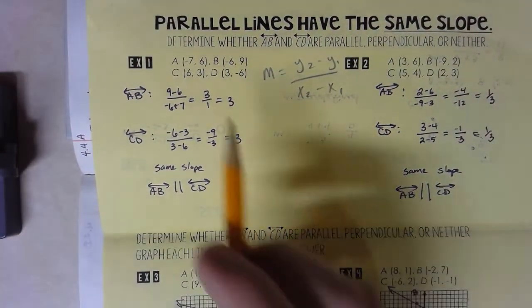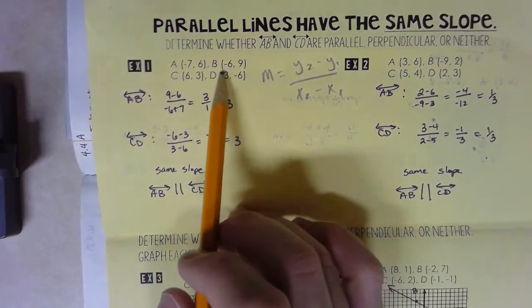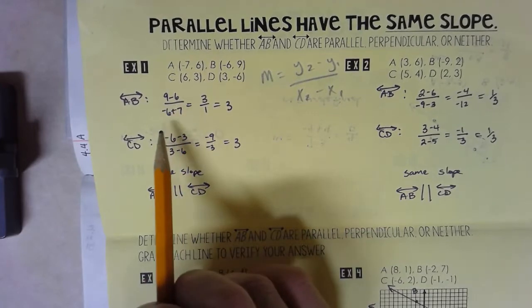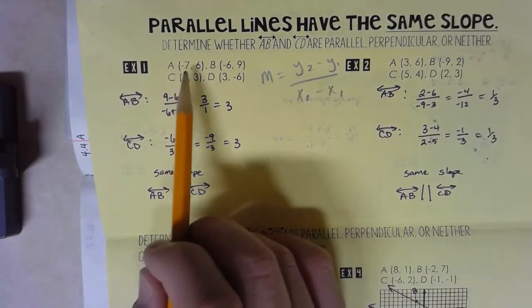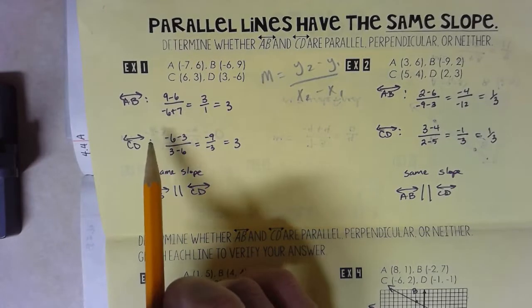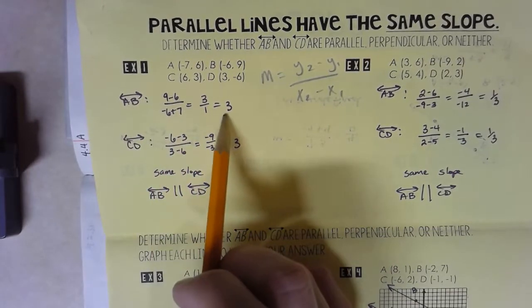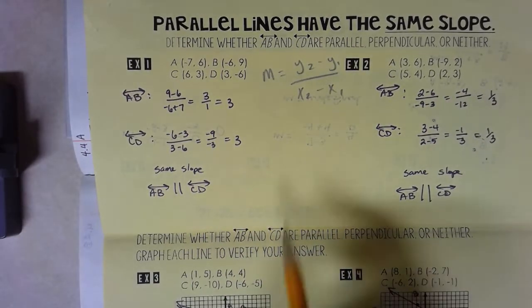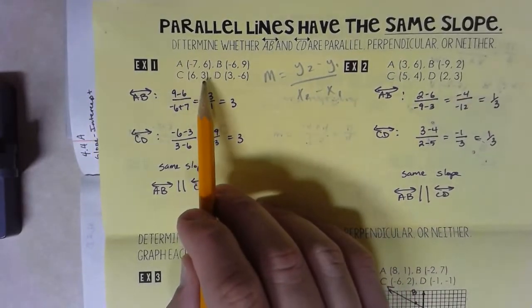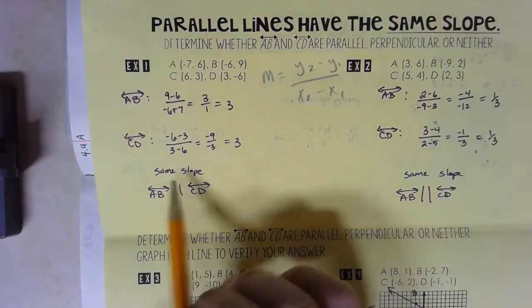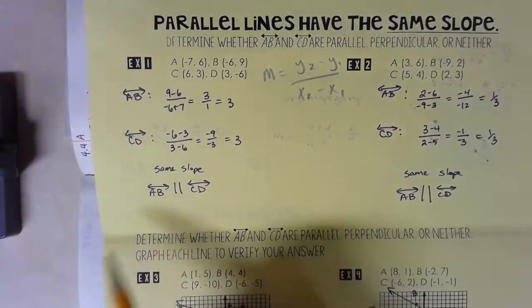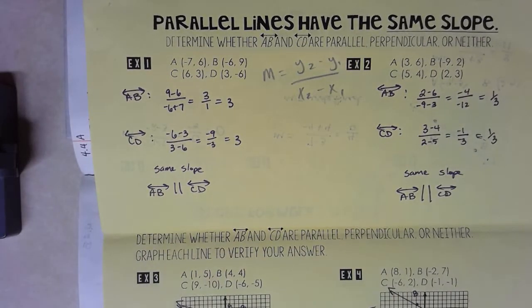So let's start with AB. So my points are negative 7, 6 and negative 6, 9. So I'll take y2 minus y1, 9 minus 6, over negative 6 minus negative 7, which will become negative 6 plus 7. So my slope of AB will turn out to be 3. So now I'm going to go through the same thing with CD. So y2 minus y1 over x2 minus x1 comes out to also be 3. So since these two lines both have a slope of 3, that means that these lines are parallel. They will never intersect with one another.